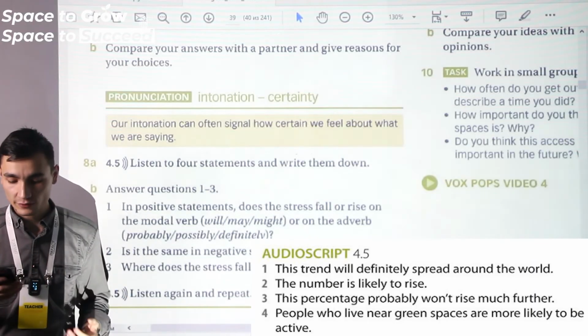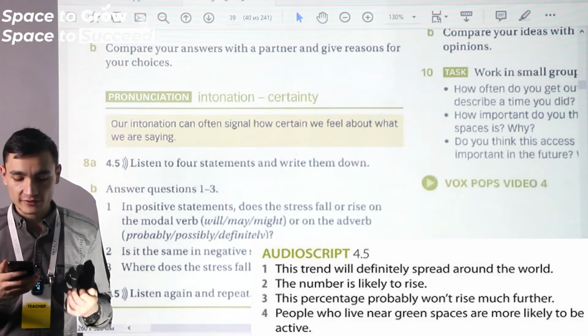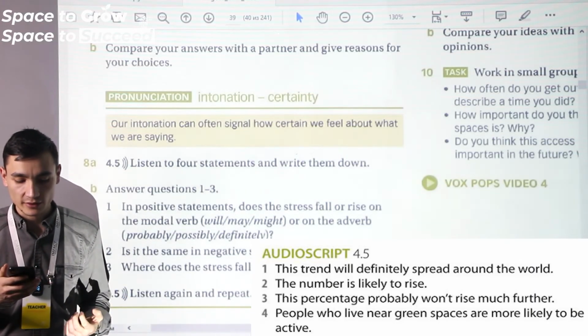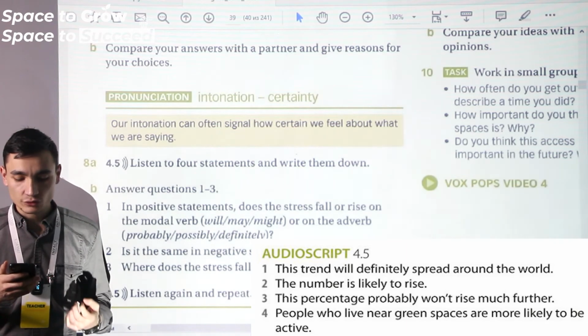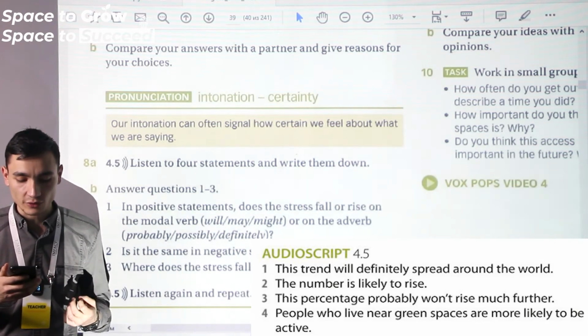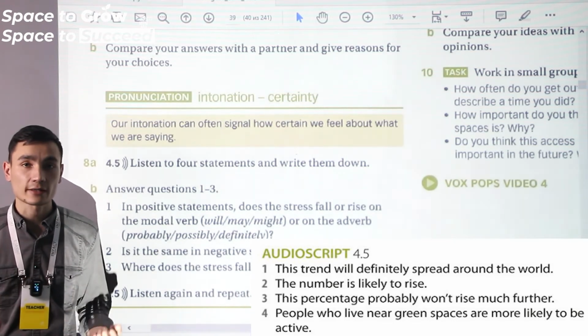And now let's check the answers. 1. This trend will definitely spread around the world. 2. The number is likely to rise. 3. This percentage probably won't rise much further. 4. People who live near green spaces are more likely to be active.